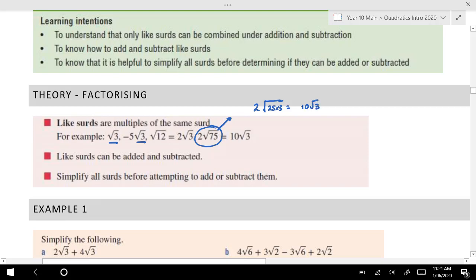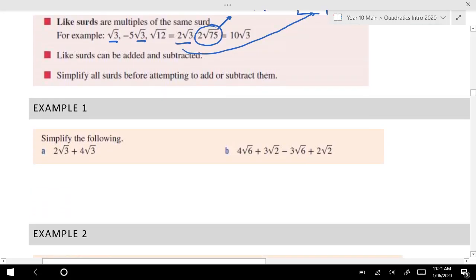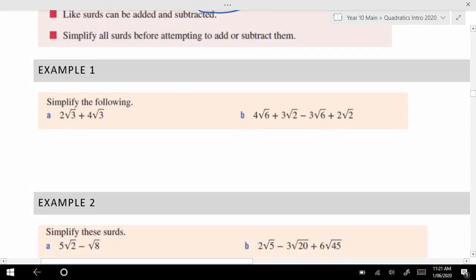So 10 root 3 is actually, like I said, like. Like terms are those which have the same surd. So square root of 3, if you see another square root of 3, then those are like. And that's what we do when we're simplifying, we're looking for like ones. So first of all, we want to simplify these, but these are already like. So this is as simple as, well, I've got 2 root 3s and I have 4 root 3s.